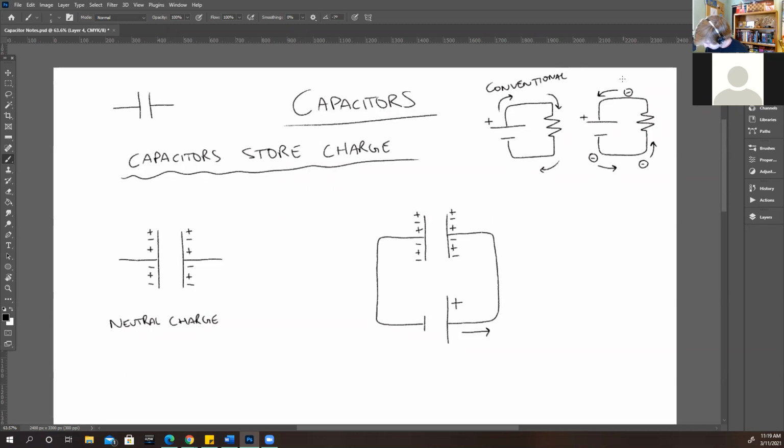These are conventional current, or conventional flow. This is electron flow. Now, why are these different? It's because someone a long time ago made the mistake of thinking this was the thing that was actually happening. That person was Benjamin Franklin.